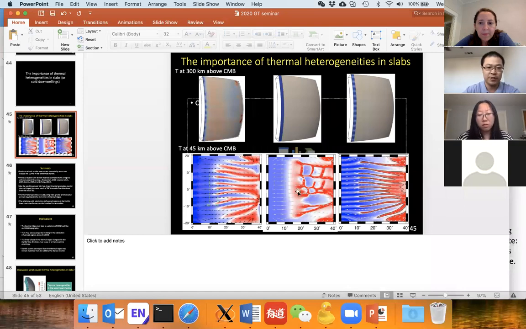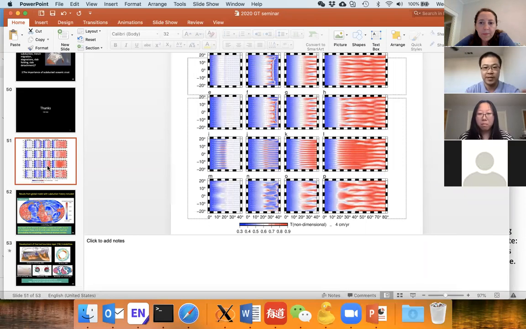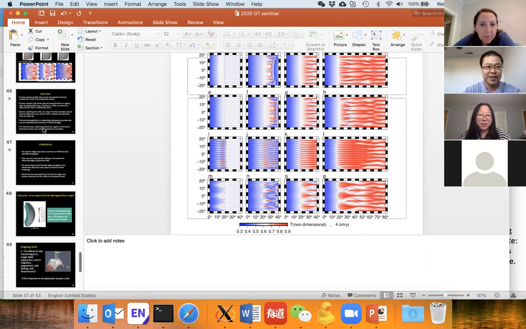And to test this possibility, we performed other models, where we did not impose velocity on the top surface. We imposed velocity on the core-mantle boundary. Then we also found that no matter whether you have thermal heterogeneity in slabs or not, the thermal ridges are always formed as a result of small-scale convection. They just form at a later time if the slab is homogeneous. Okay, thank you.